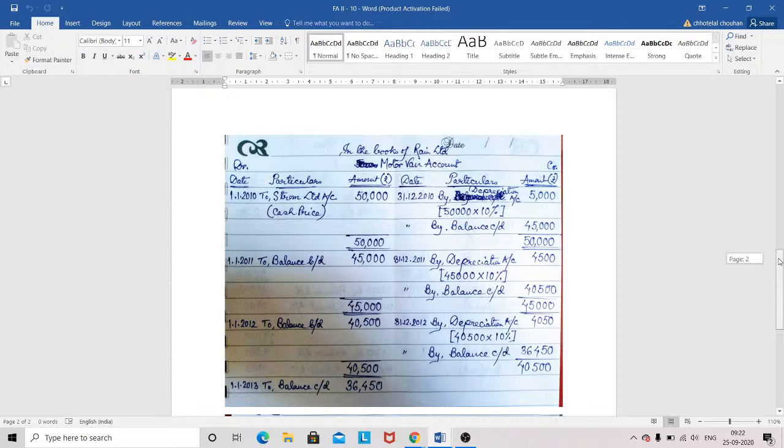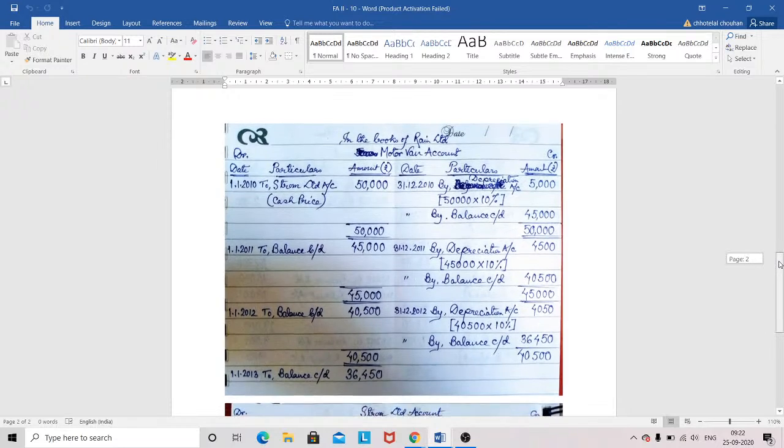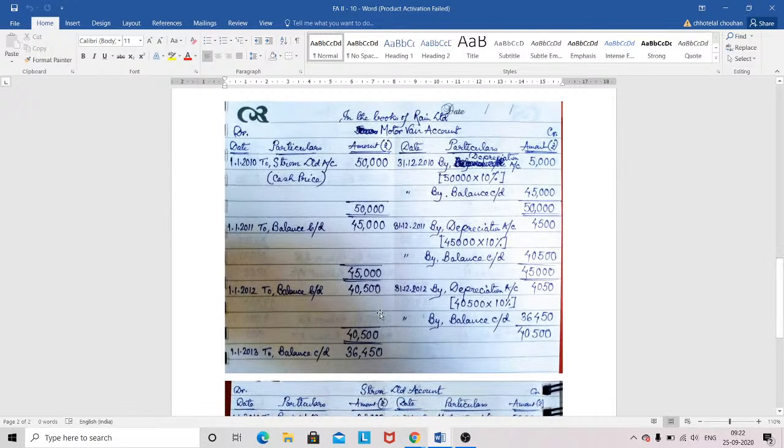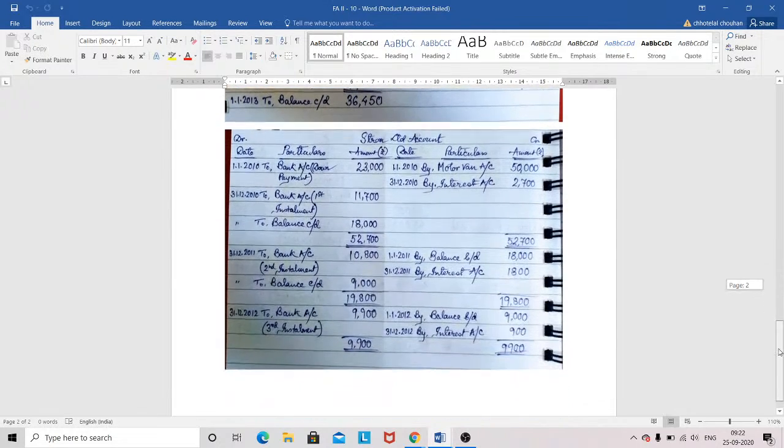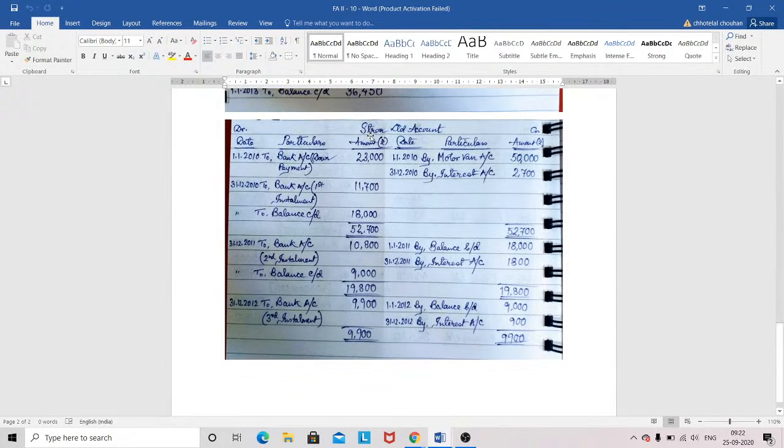You can say that, sir, how can you say that that particular motor van account is finished? Because this is the third year, in which my third installment will be paid. So after that there is no need to prepare this particular motor van account. Okay, logically it is done, but we have not been asked to prepare it here, so I don't do that. Okay, now we come to the hire vendor account.